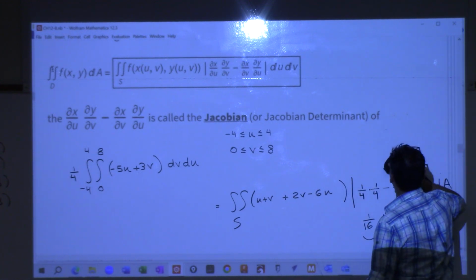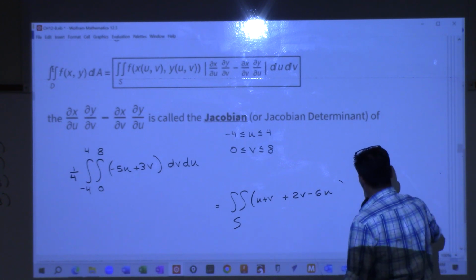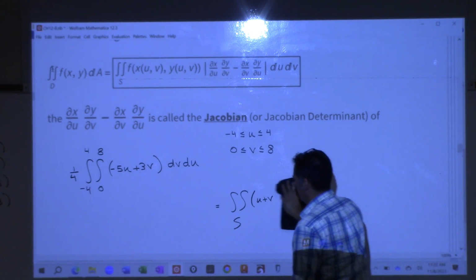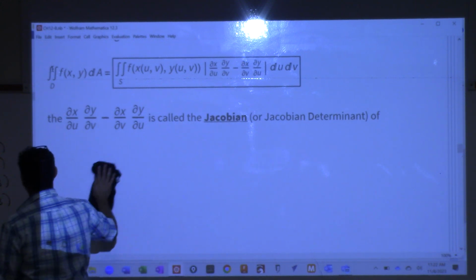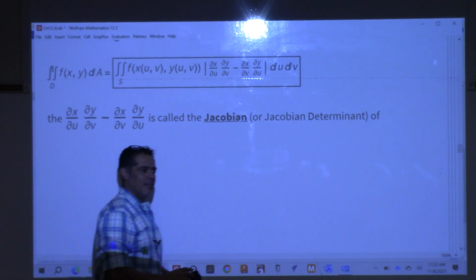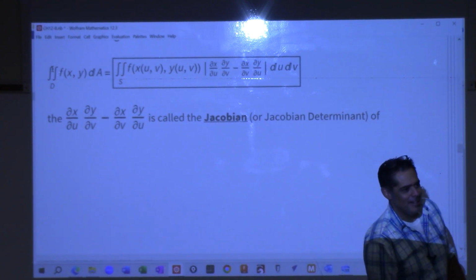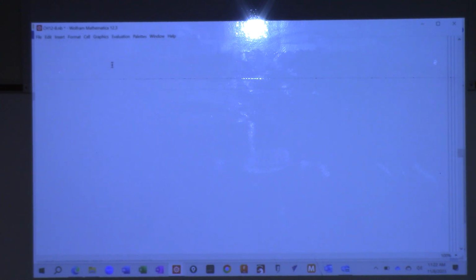Yes? I'm taking your word on this, but how did we know that x equals 1/4 was going to give us this? Yeah. So, great question. Like, I gave you the transformation, right? That's not very helpful if you're trying to do that integral. Like, how do you know to do that transformation, right? So the next example is exactly going to address that question.